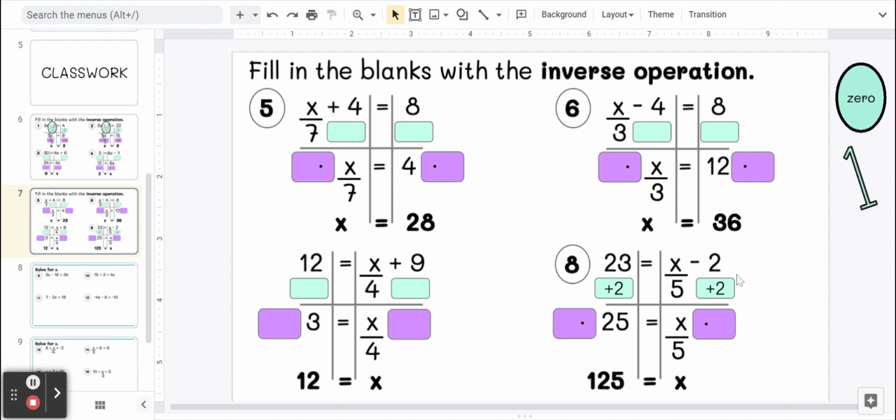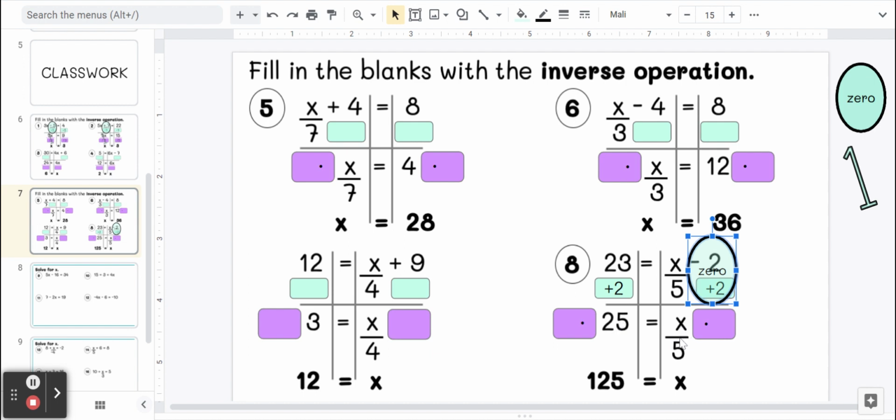Negative 2 plus 2 is 0, which is nothing. So I don't need that 2 anymore over here. But I still have x divided by 5. So I'm going to rewrite that all right here. And on this side, 23 plus 2 is 25. Now, although this fraction bar looks scary, it really just means divide. Some number divided by 5 is equal to 25.